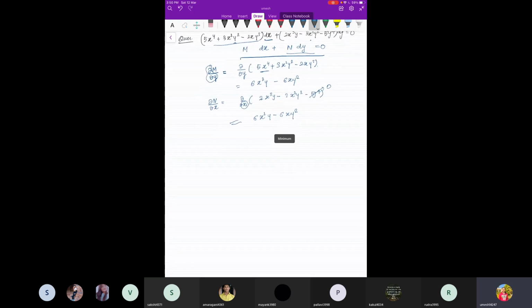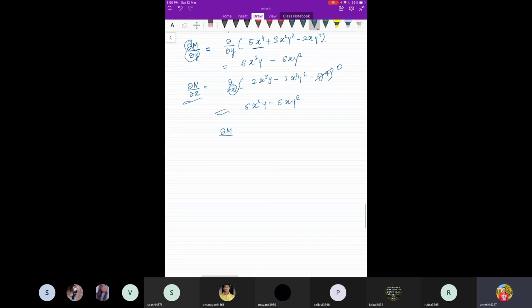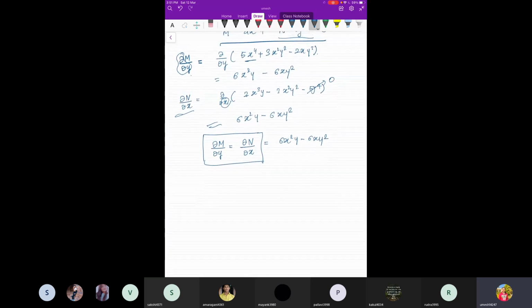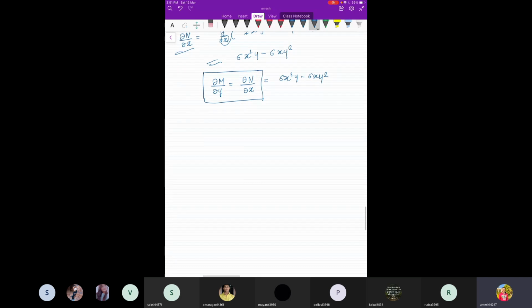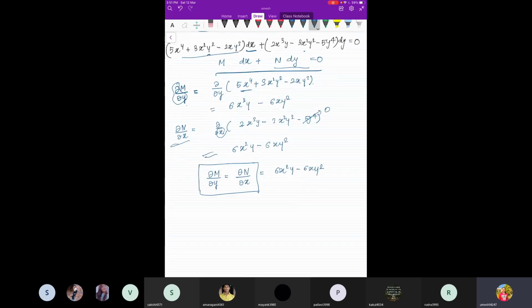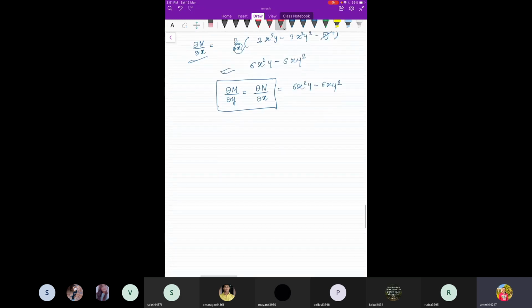So we have got the value of del m upon del y and del n upon del x. That is, del m upon del y is equal to del n upon del x, that is 6x square y minus 6xy square. So we know this equation is exact only if del m upon del y is equal to del n upon del x. Now we have to find the solution of this. So far we have only found out whether this equation is exact or not. Okay. So we know this equation is exact now. So we'll be finding the solution of this.